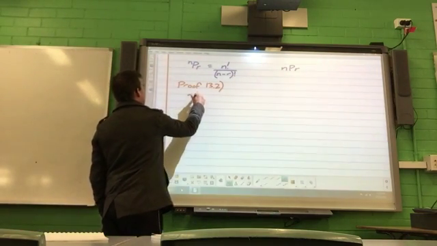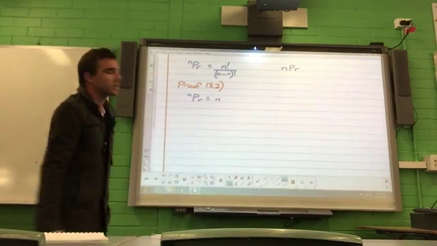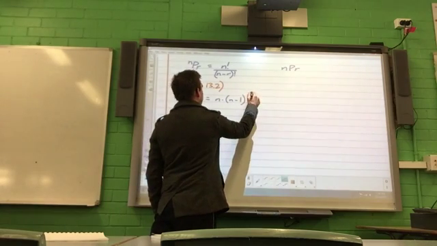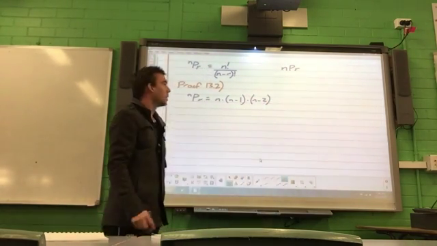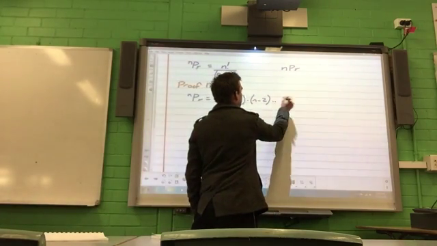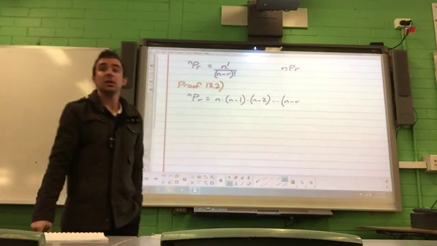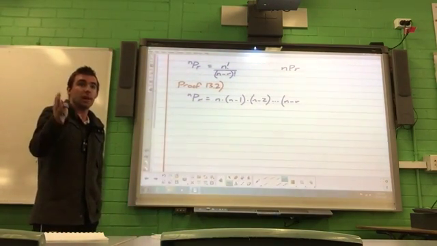So nPr, going through your factorial notation, is equal to n times n take away 1 times n take away 2, dot dot dot, n take away r plus 1, whatever the values for n and r are, because it will stop at a specific point.